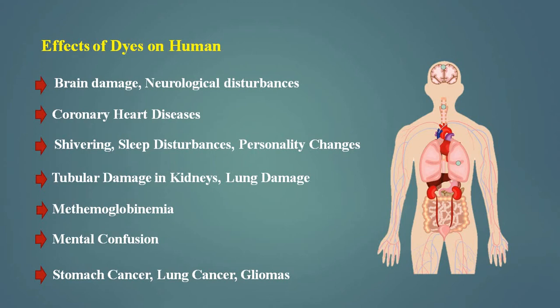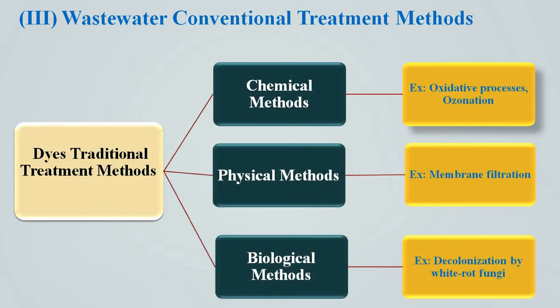It is harmful to the body, so it must be removed from the wastewater or polluted water. Wastewater conventional treatment methods. To remove dye from water, there are traditional treatment methods like chemical, physical, and biological methods.